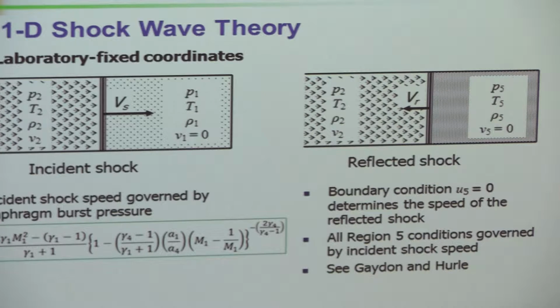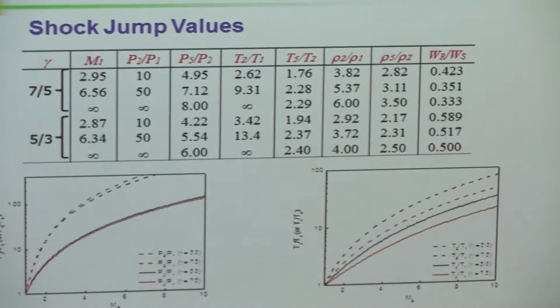You can do this for a constant gamma ideal gas, or you can do it for a real gas. When we go to really high conditions of, say, 300 atmospheres, we use an improved equation of state. So there are different ways of solving the problem, but the shock wave theory is well known. A reference book for this is by Gaydon and Hurle. It's about 60 years old. There are a lot of books on shock waves from about that period in time.